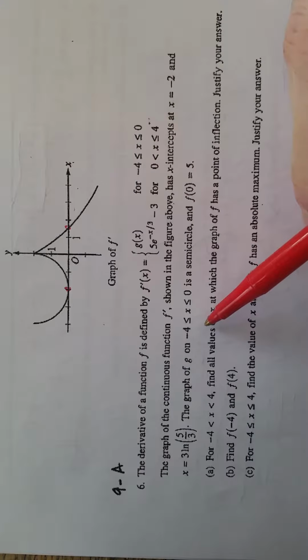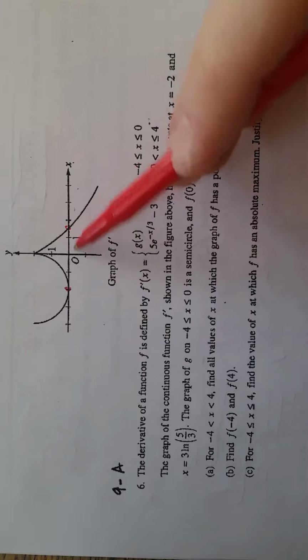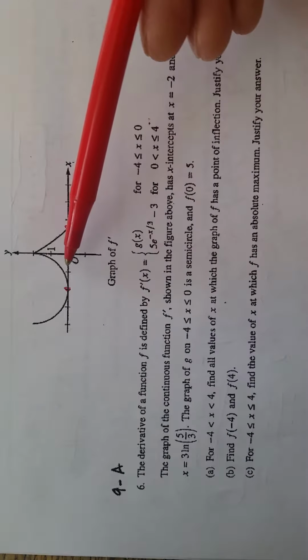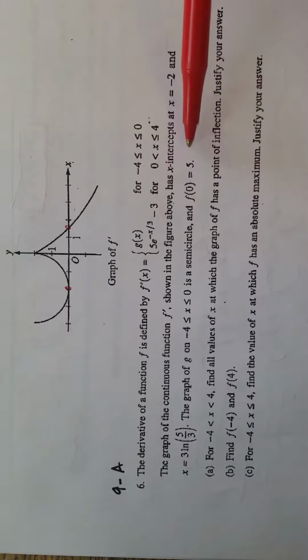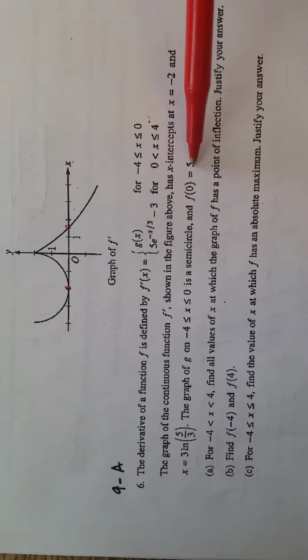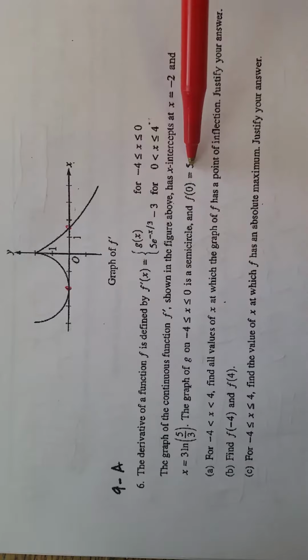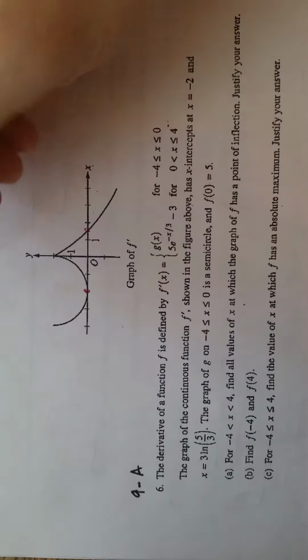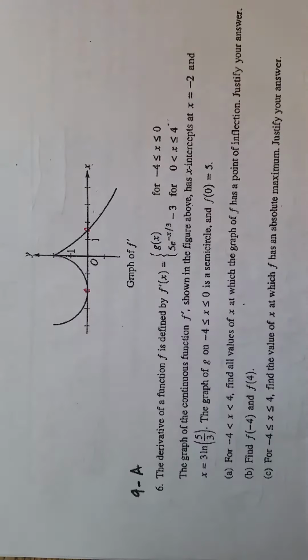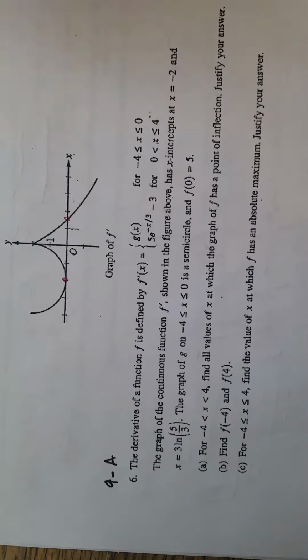The graph of g on -4 to 0 is a semicircle. That's g, right? And f of 0 is 5. F of 0 is 5, so that's important. This is the derivative. The original function has a point at 0, 5. I know that for a fact. I'm just going to make a little note of that. You're seeing this in real time, you're seeing me think this through. So there's a point there at 0, 5 on the original function, which we don't know what it looks like, right? Okay, so let's have a look.